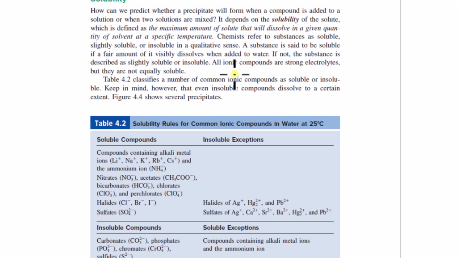If you zoomed in on it, even at that zoomed in level, it's going to have that strong electrolyte property. It's going to fully dissociate with no reversibility. So that's what they mean by, no matter what the context, all ionic compounds are strong electrolytes, even an insoluble ionic compound that technically wouldn't conduct electricity.